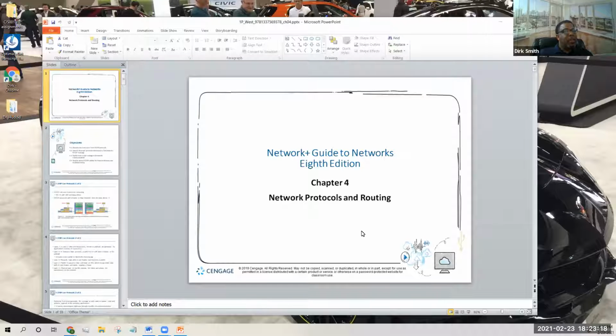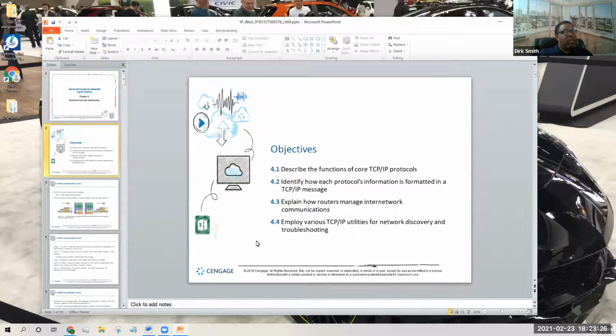Okay, so tonight we're going to be talking about chapter 4, network protocols and routing. As you go through the book this week, we're definitely going to talk about TCP and IP. Remember, those are two separate protocols, and as you read the chapter this week, you're going to see that it breaks them down separately.